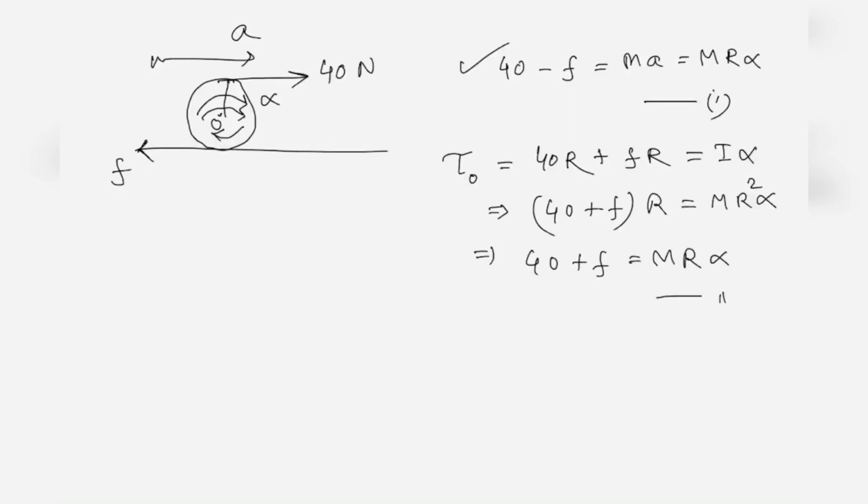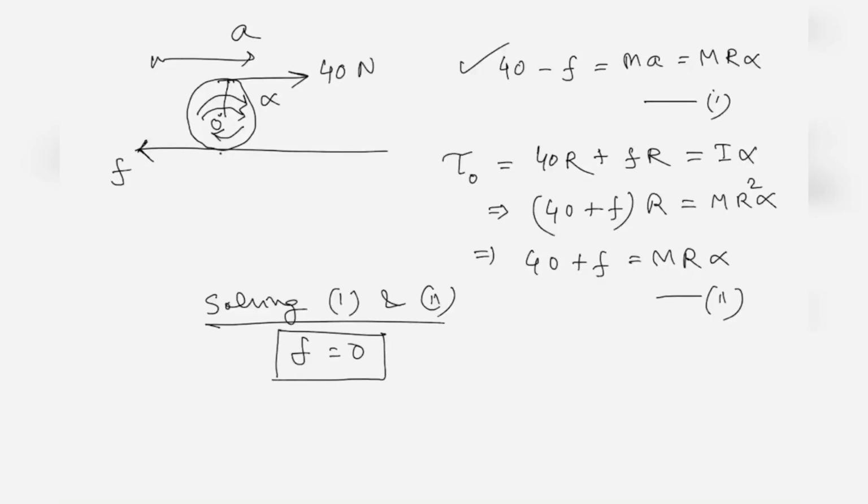That is equation 2. Now if you solve equations 1 and 2, you will again get F equals 0. So it doesn't matter whether you take friction in the forward direction or in the backward direction, but friction will not always be 0. Now if you take the wrong direction, then by solving you will automatically get friction as a negative value, which will indicate that the direction you took is the wrong direction. The friction should be opposite to that direction, right?